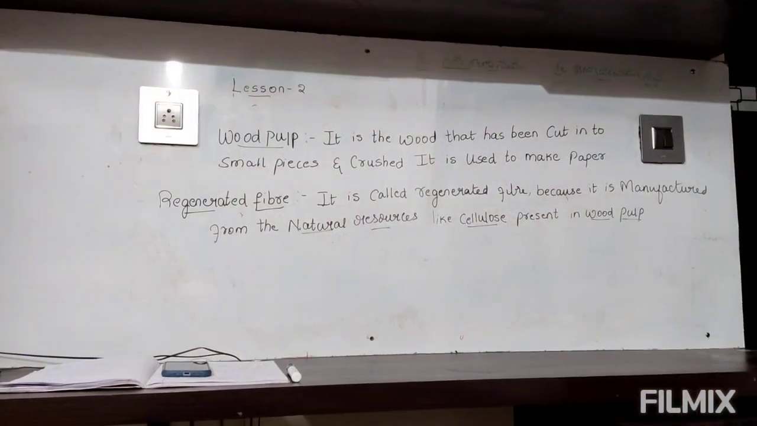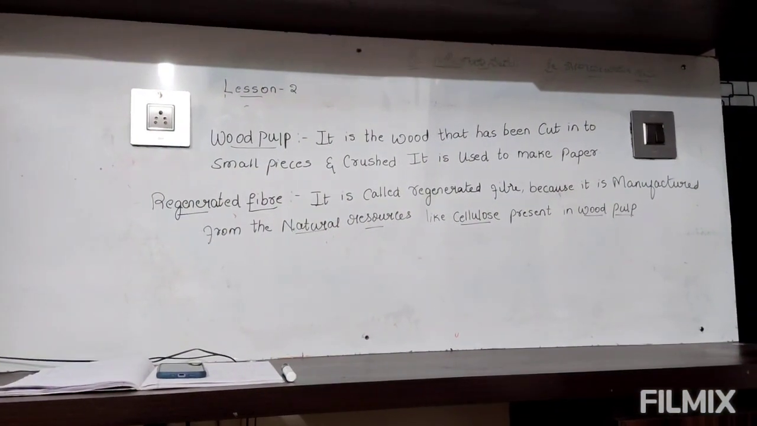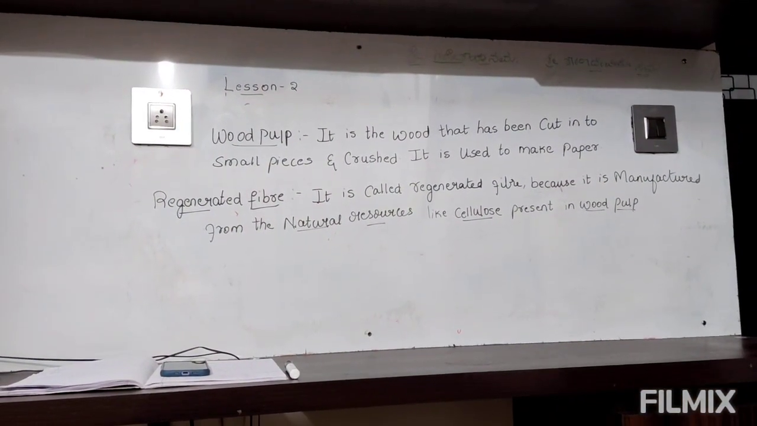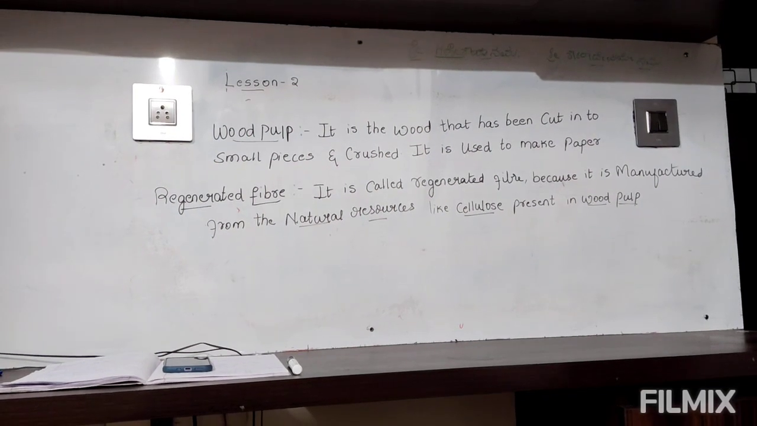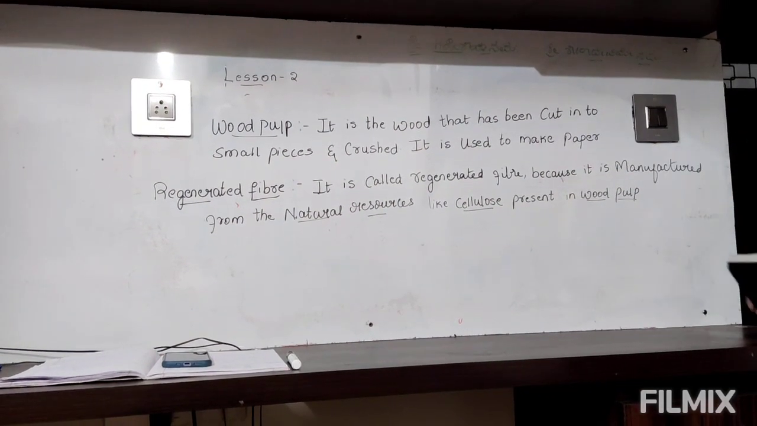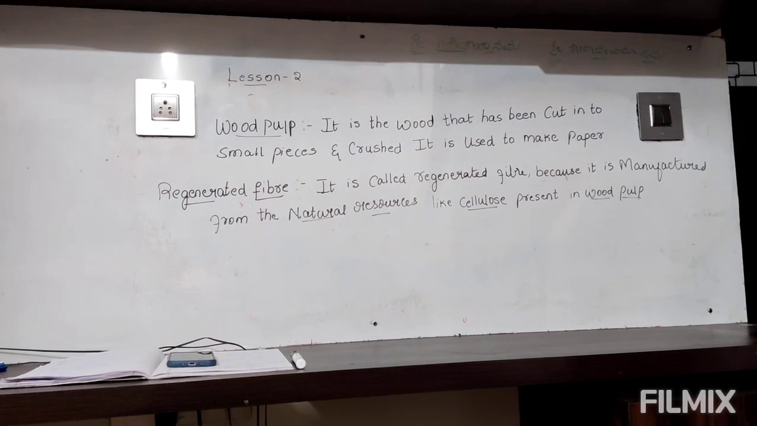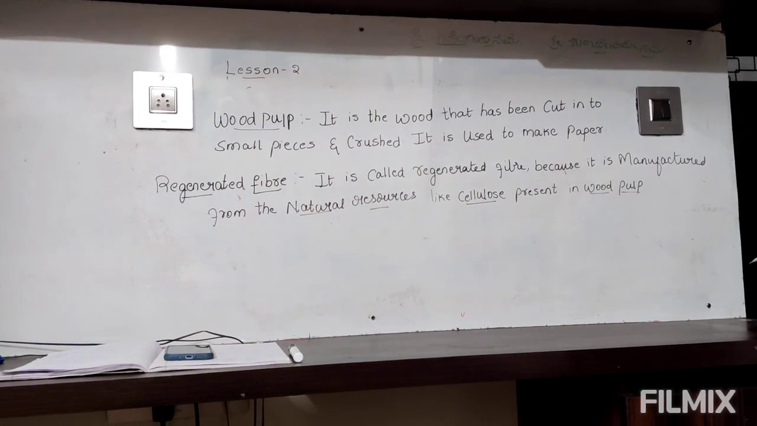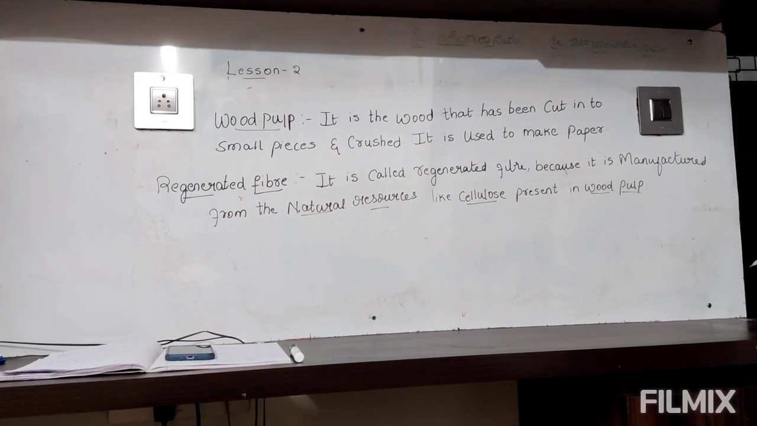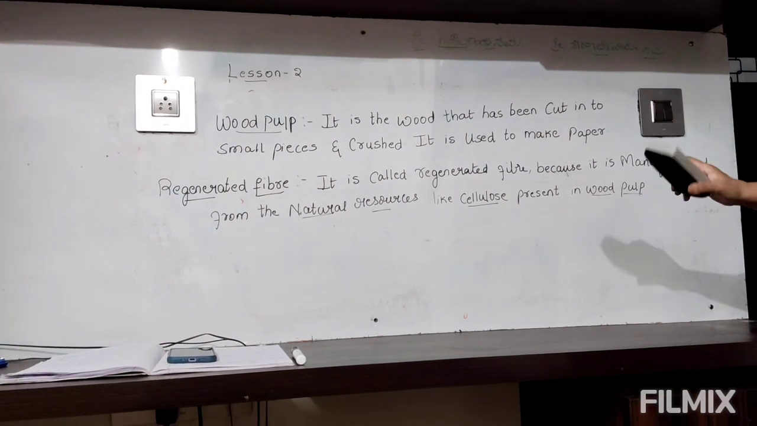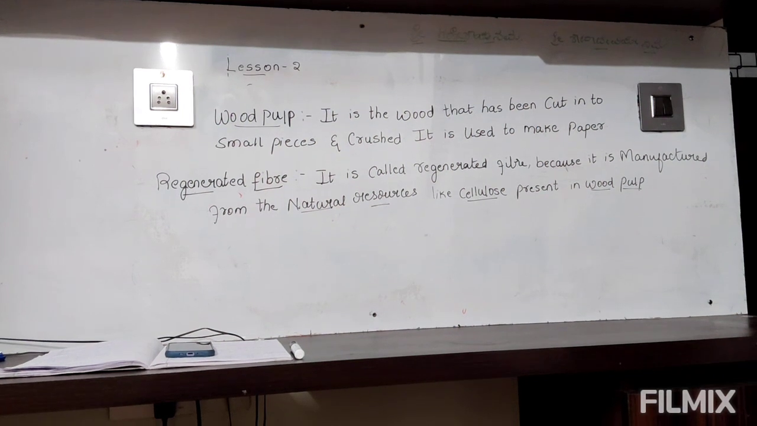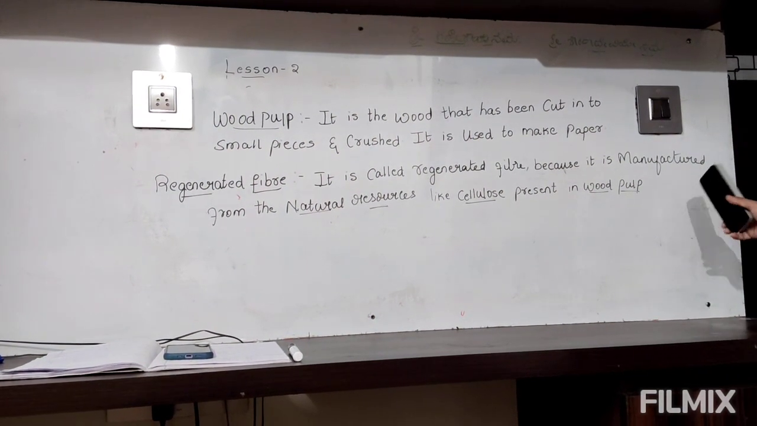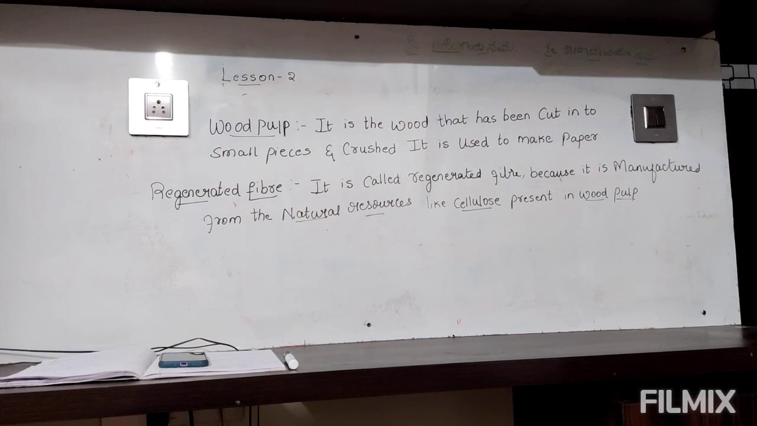What is wood pulp? It is wood that has been cut into small pieces and crushed. It is used to make paper. Rayon is called a regenerated fiber because it is manufactured from natural resources like cellulose which is present in the wood pulp.